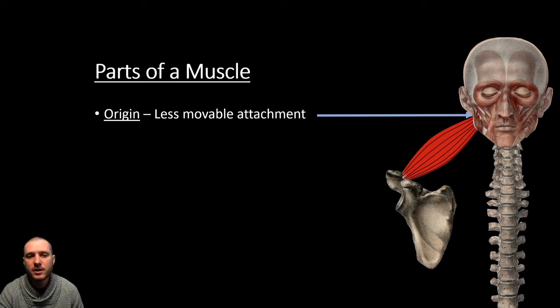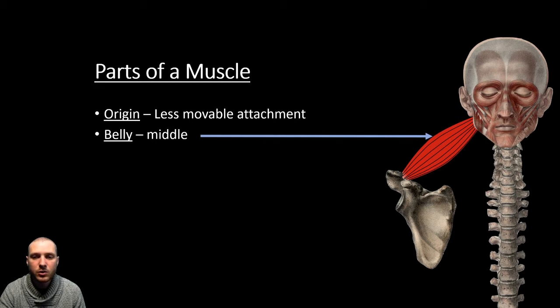If you remember, the origin is going to be the less movable attachment. Less movable is always going to be relative to the insertion point. So here, this is kind of a fill-in for the upper trapezius. We have the origin at the base of the skull here because the skull is going to be less movable relative to the scapula. Again, origins are usually more centralized, so medial on the body, and insertions are going to be more lateral.